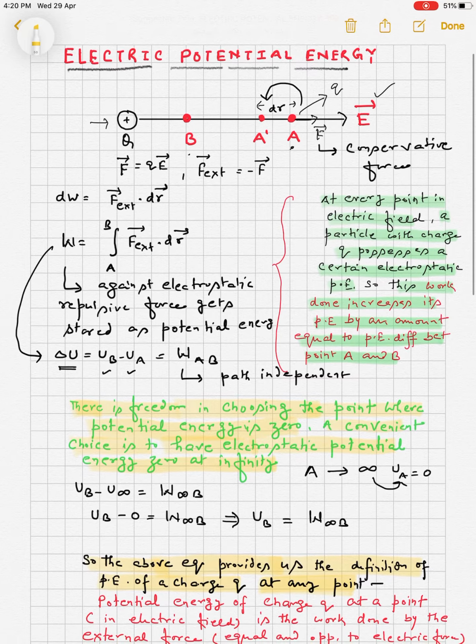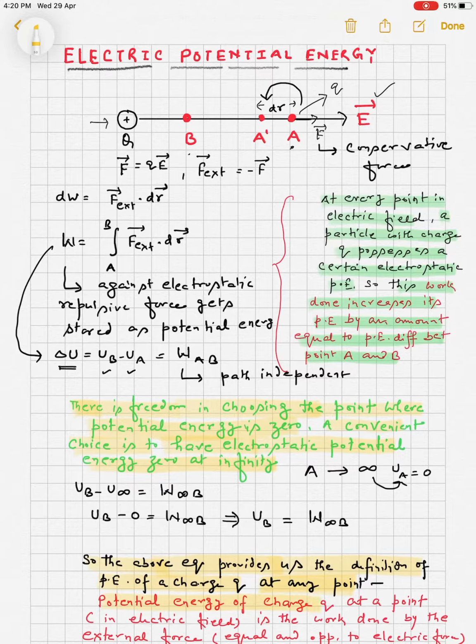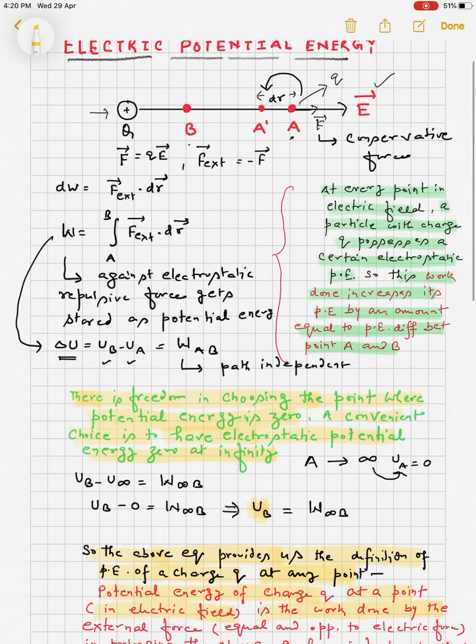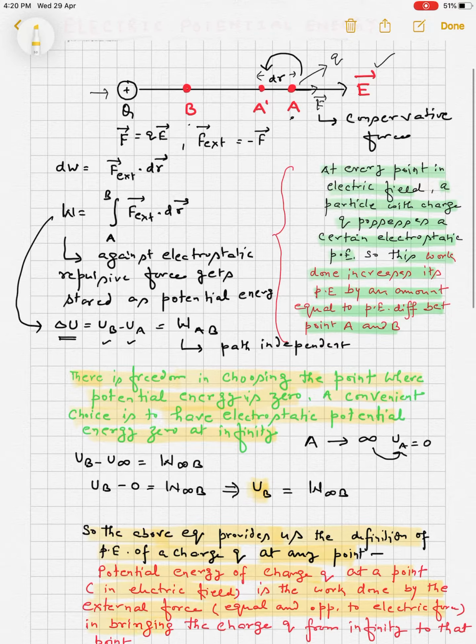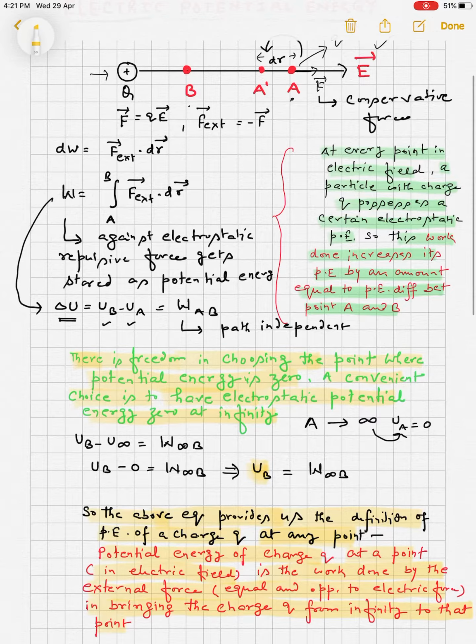So potential energy of a charge q at a point, and that point is in an electric field, is the work done by the external force, equal and opposite to the electric force, in bringing the charge q from infinity to that point. So this is the definition of the potential energy at a point.